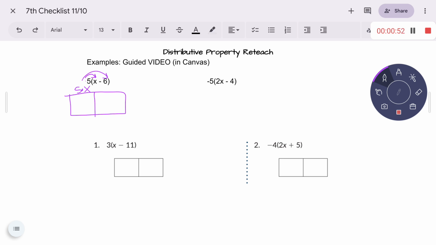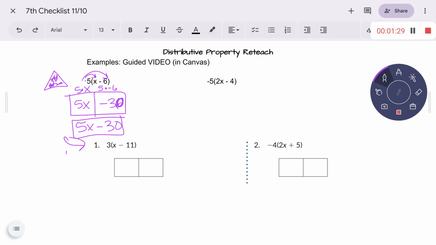That's how I would treat it. Yes, it's a minus, but I would treat it like a negative. 5 times negative 6. That's how I would treat it. Okay? So 5 times x, we just put 5x. Should be a negative and a negative. 5 times negative 6 is a negative 30. Okay, 5 times negative 6 is a negative 30. So my final answer is this. So that's what you're going to be doing right here.